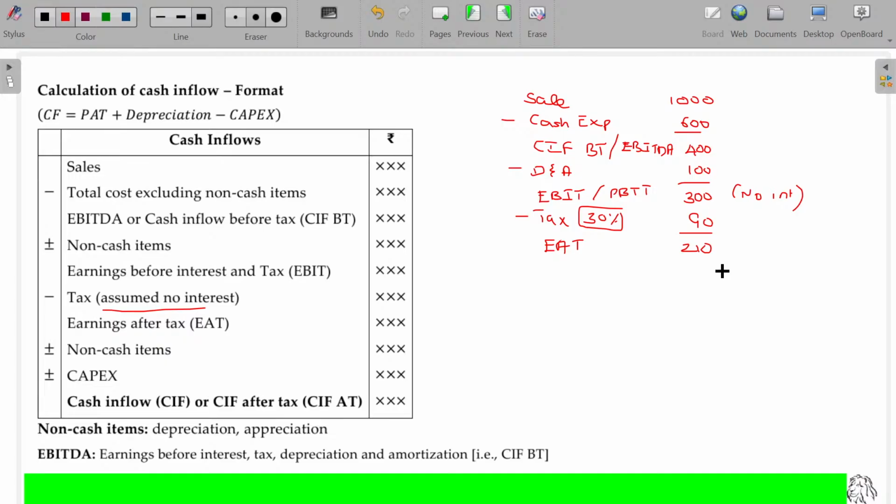Usually we assume we don't have interest, because for the interest we are going to use the present value factor. So the value we arrive at is the EAT. EAT or PAT, profit after tax or earnings after tax, can be used only for the ARR calculations, accounting rate of return or average rate of return. For the rest of the capital appraisal techniques, we have to use the cash flow only. For arriving at the cash flow, you have to add the depreciation and amortization back.